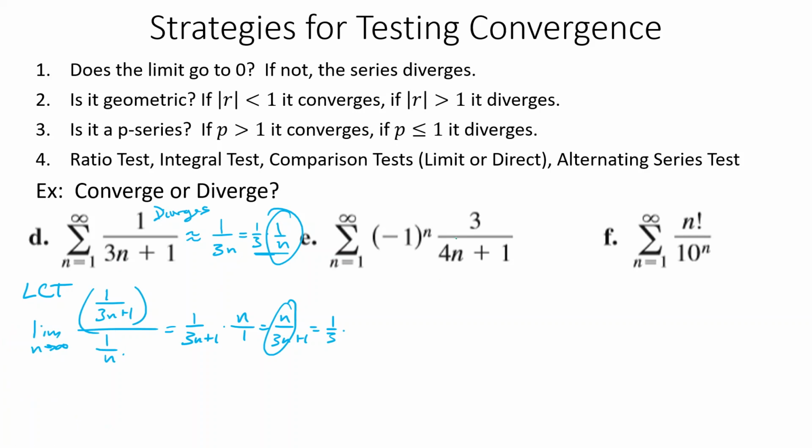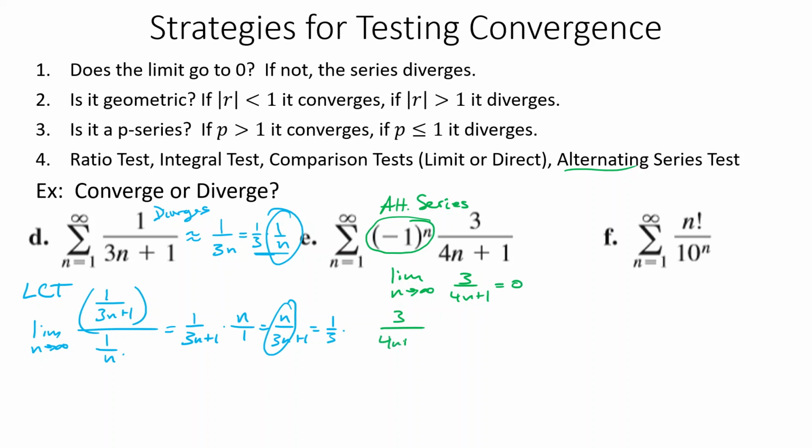All right, next up, we've got a -1 in here. So -1 in there tells me I'm probably going to do the alternating series. If we look at one thing, the limit as n goes to infinity of 3 over 4n plus 1, that goes to 0. That's good. The next thing, is it decreasing?